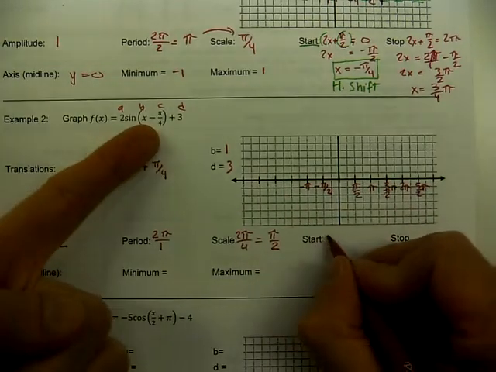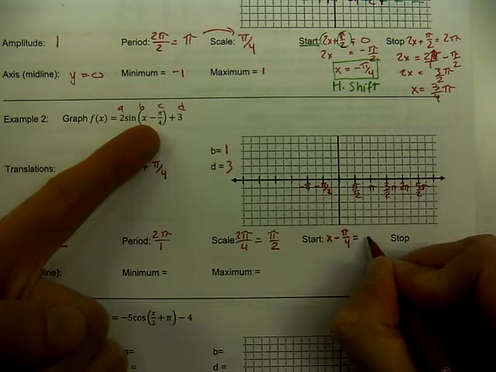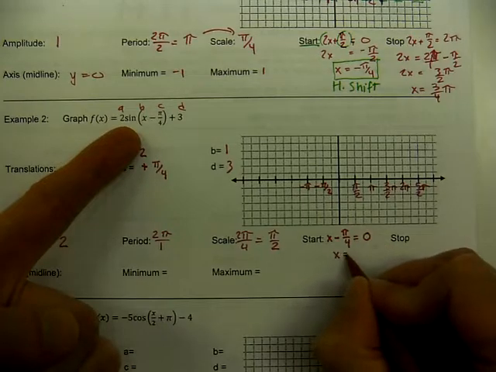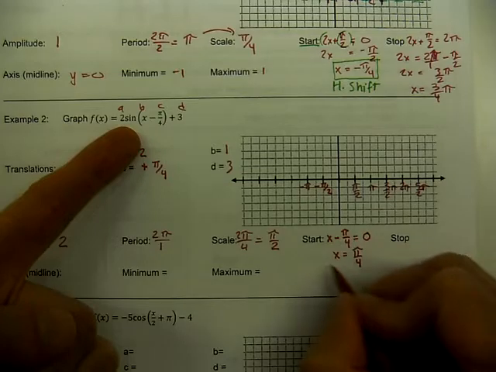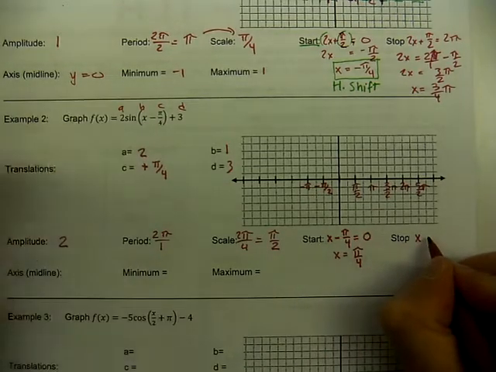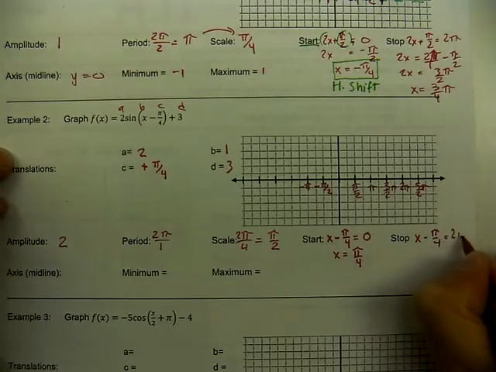All right, take everything in the parentheses, x minus pi over 4. And sine normally starts at 0, so we set this equal to 0 as well. So we're going to start at pi over 4. And we just learned that's the horizontal shift, right? So we're shifting to the right, pi over 4. Where do we stop? We set this equal to 2 pi and solve.